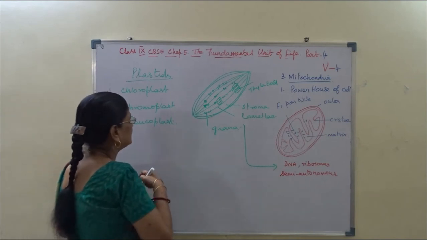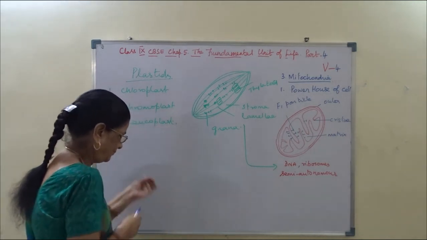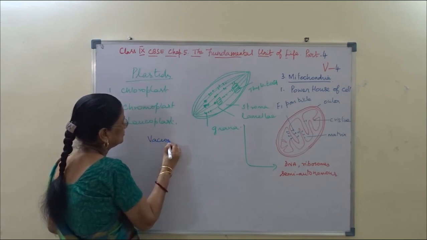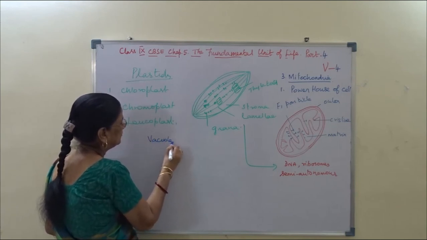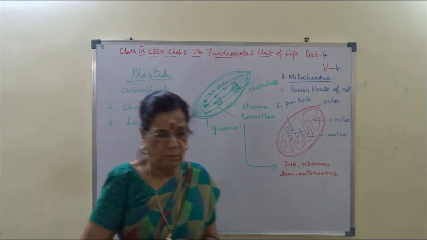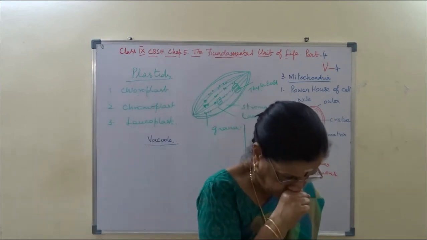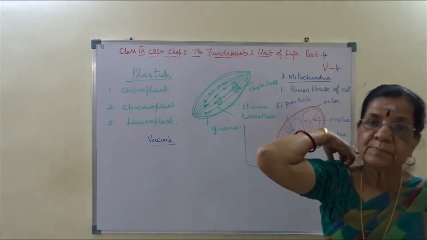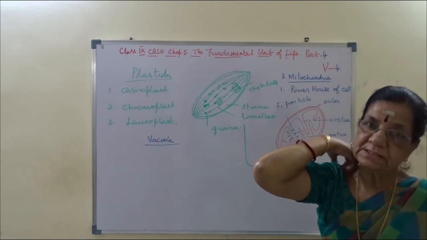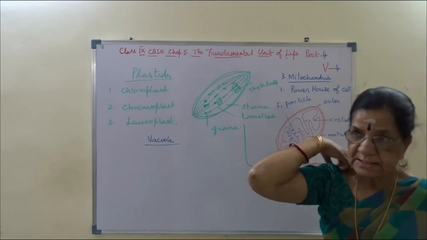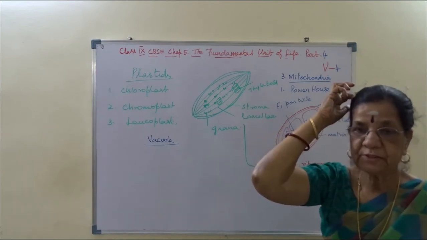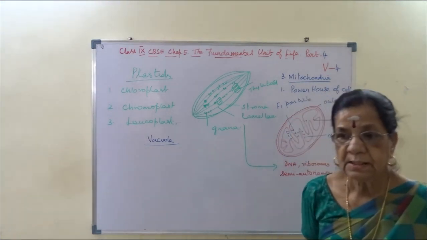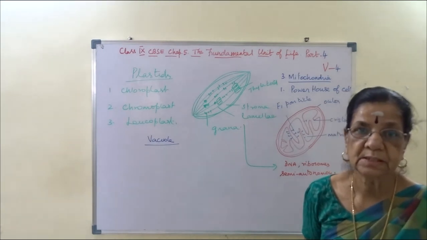The next one is vacuole. Now the plastids are present in plant cell and vacuoles are also present in plant cell. These plastids and vacuoles are present only in plant cell and absent in animal cell.